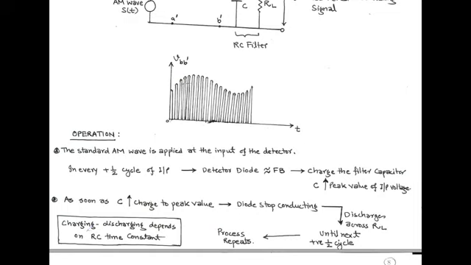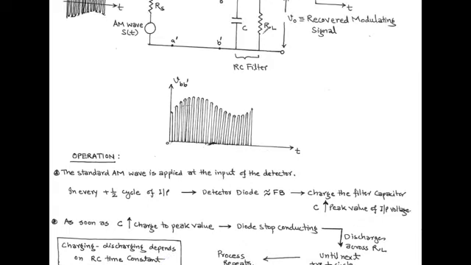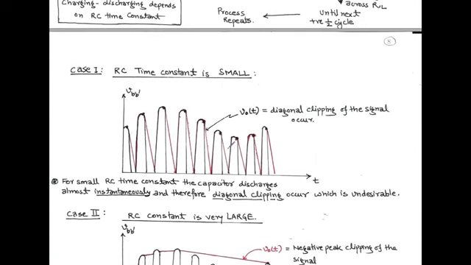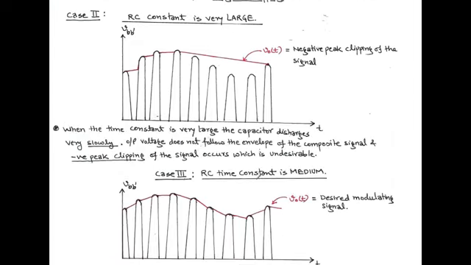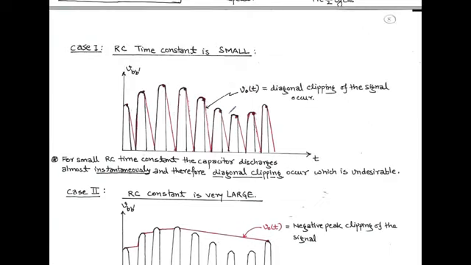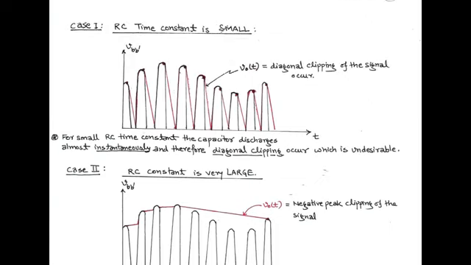The charging and discharging of a capacitor depend upon a time constant, that is R into C. Here R is the load resistance. So here we consider three cases for the time constant. In the first case we consider the RC time constant to be a small value. In the second case we consider a large value of time constant, and in the third case we consider a medium value of RC time constant. Now we discuss the first case, that is, the RC time constant is small.